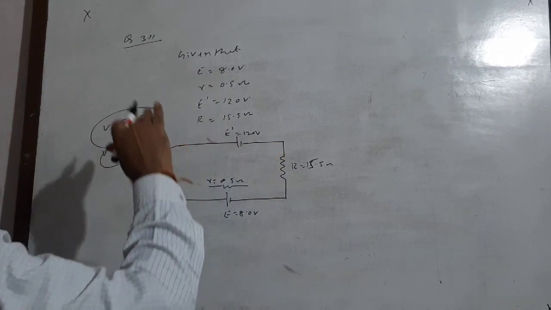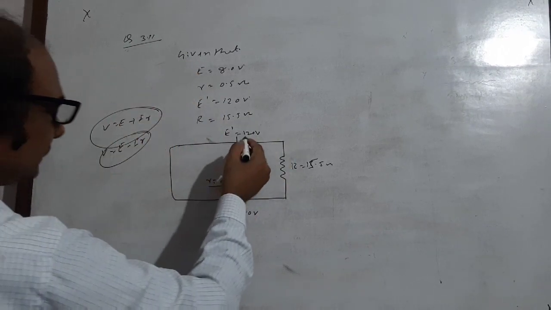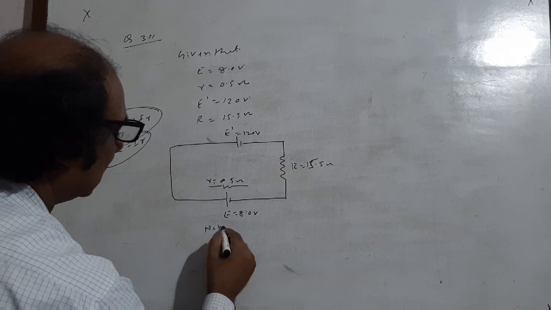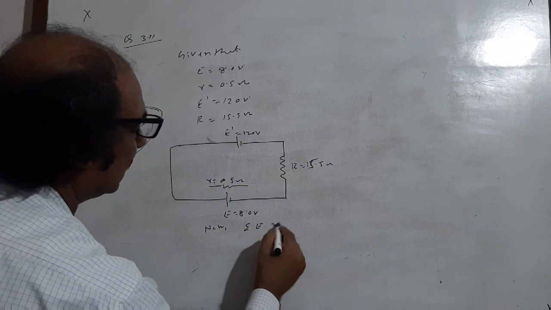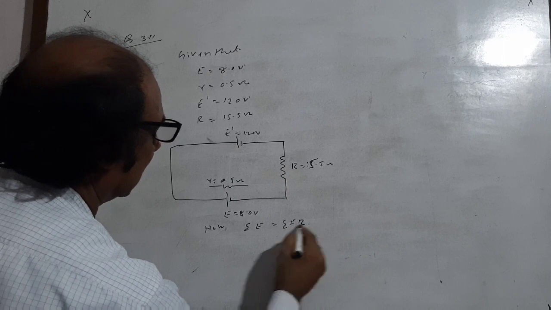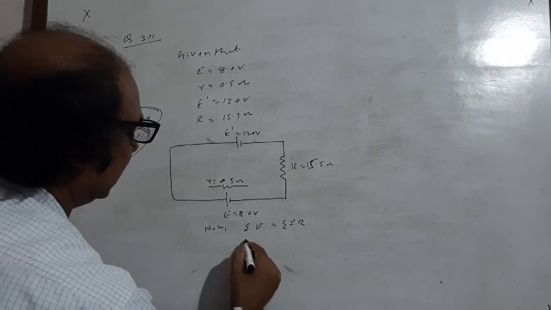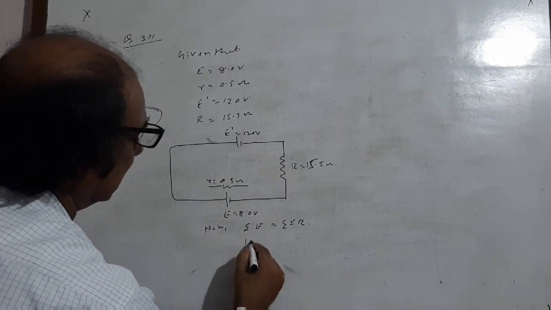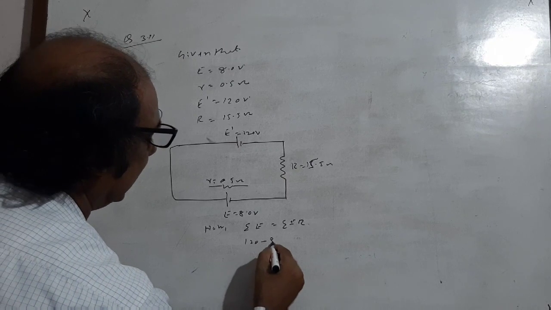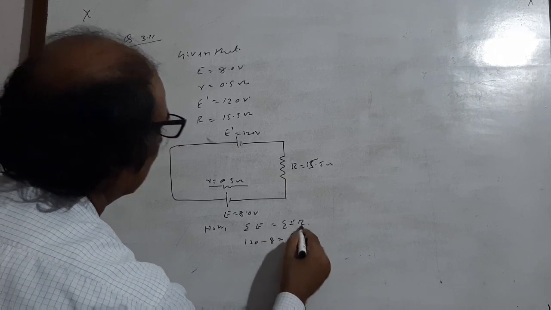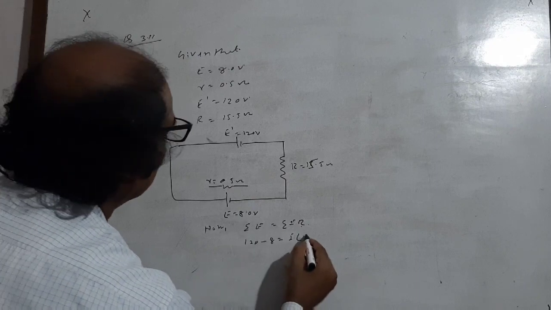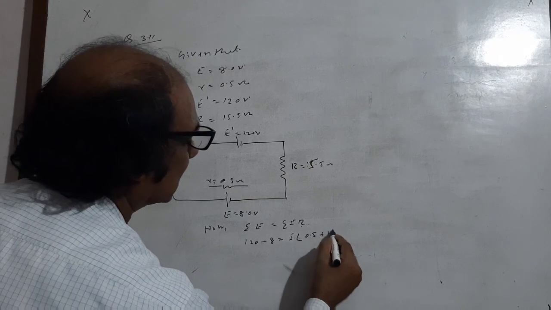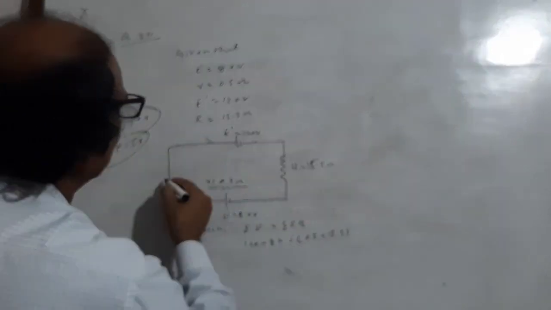So first Kirchhoff's law we use to find the current. Now sum of E equals sum of IR, means E dash minus E. So 120 minus 8 equals I and R means 0.5 plus 15.5. Same current is flowing.